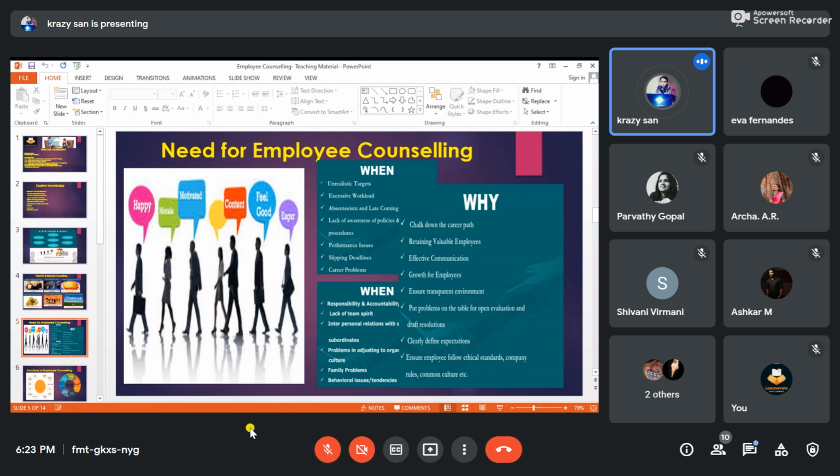Effective communication would be there. Growth for employees: it's not that only an organization or industry or an employer is thinking of their own growth, but it is very important that they think of the employees' growth also. It ensures a transparent environment, puts problems on the table for an open evaluation and draft resolutions, clearly defines the expectations, and ensures employees follow ethical standards, company rules, common culture, etc. So for the employees and also for the employer, employee counseling is important.